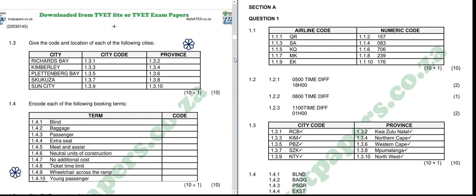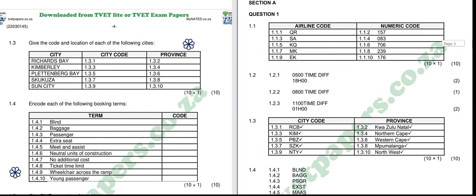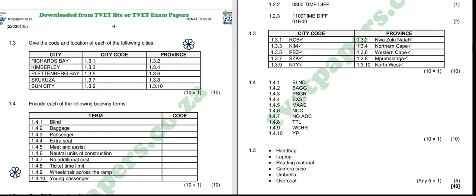Moving on to 1.4, we put our question: you have to encode each of the following booking terms. In response to that, for 1.4, these are our answers.